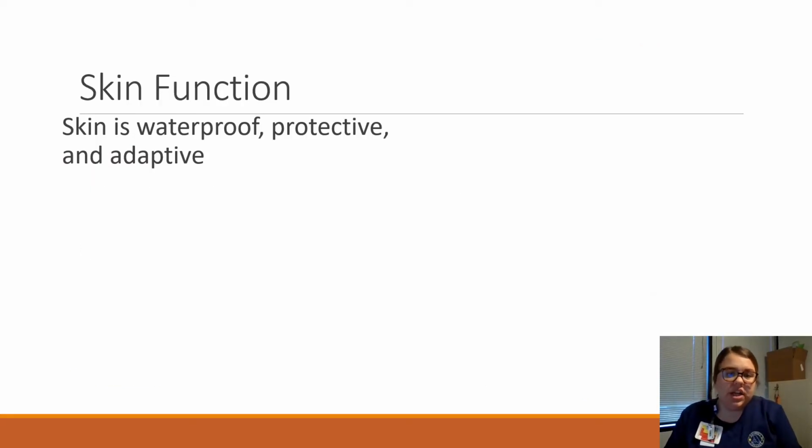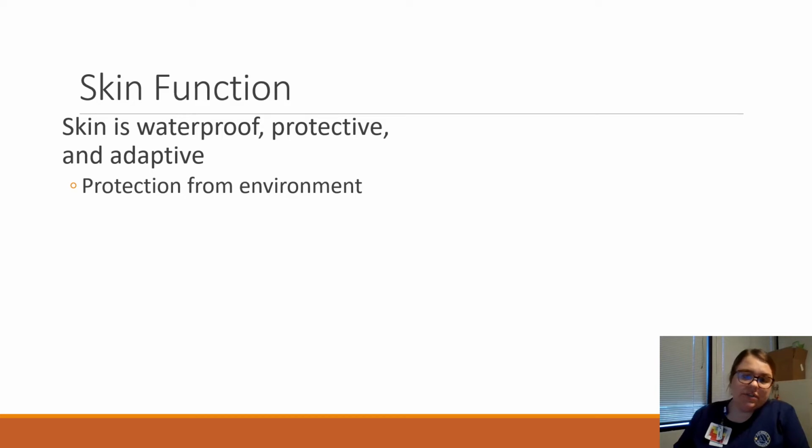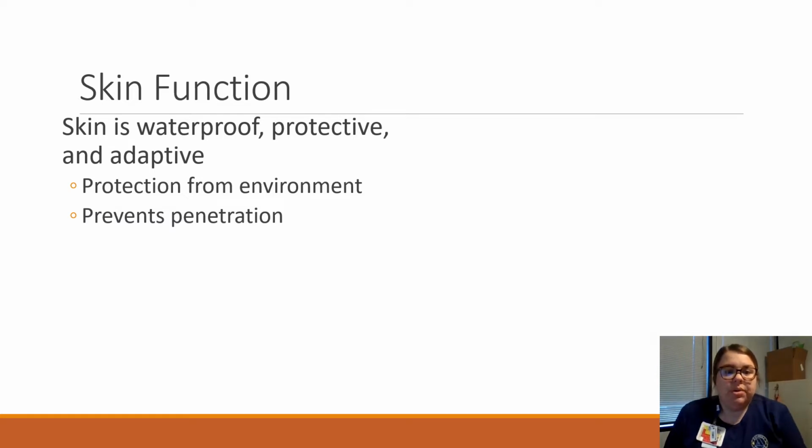So what's the function of the skin? The skin is waterproof, protective, and adaptive. So protection from the environment, it prevents penetration and protects from the environment. This helps with any invasion of microorganisms or loss of water and electrolytes. Also perception. So we have our neurosensory touch: pain, temperature, could be pressure.